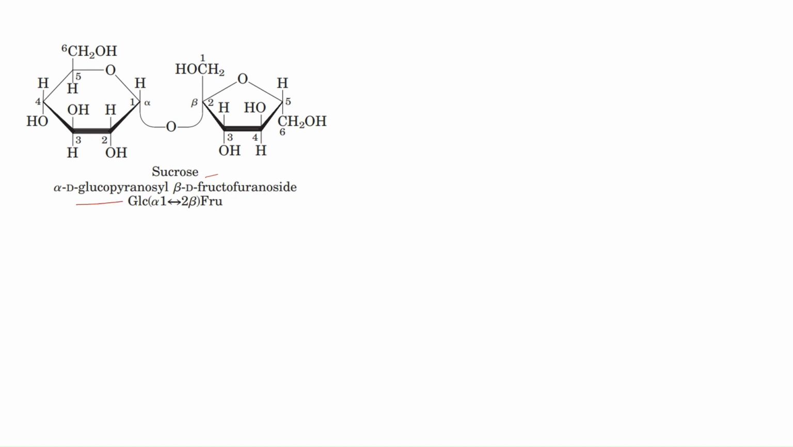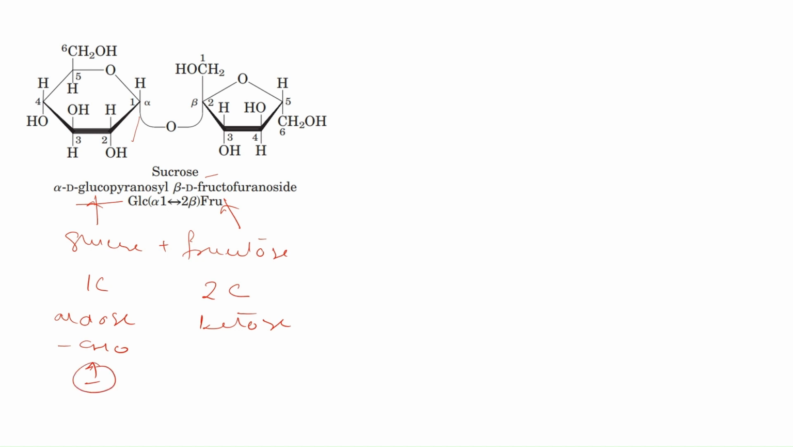Sucrose is formed due to reaction between glucose plus fructose. The bond is here, first carbon, here second carbon. For glucose it is the first carbon, for fructose it is the second carbon. Now, glucose is an aldose, fructose is a ketose. In case of aldose, the functional group is CHO and the position where it is present is first. In case of ketose, the functional group is C double bond O and the position where it is present is second.